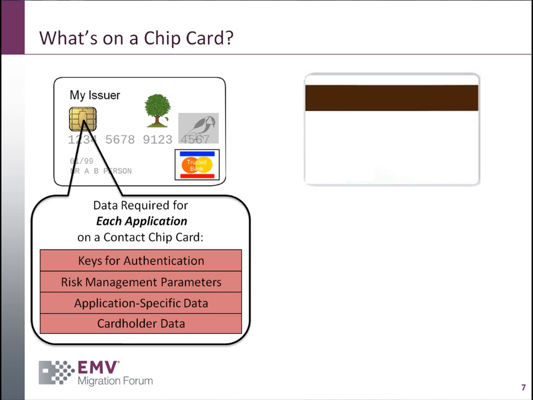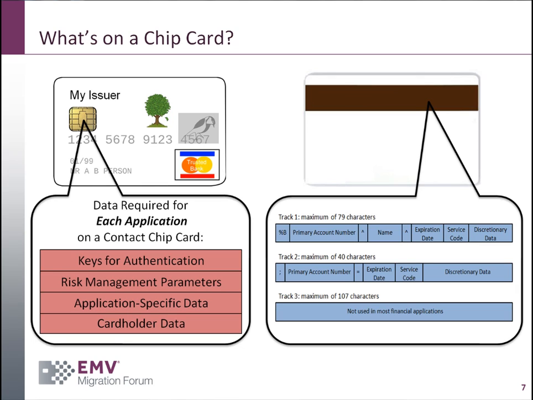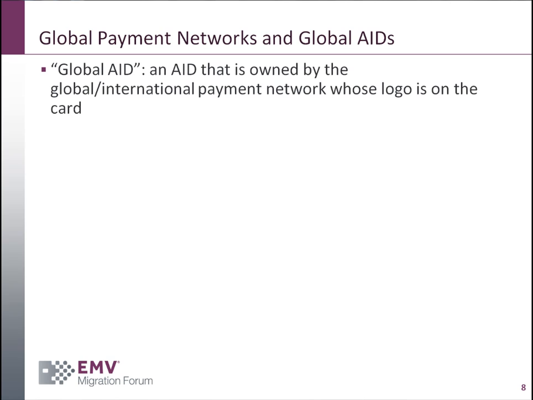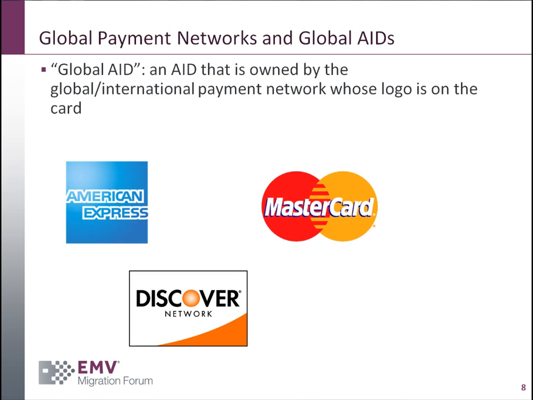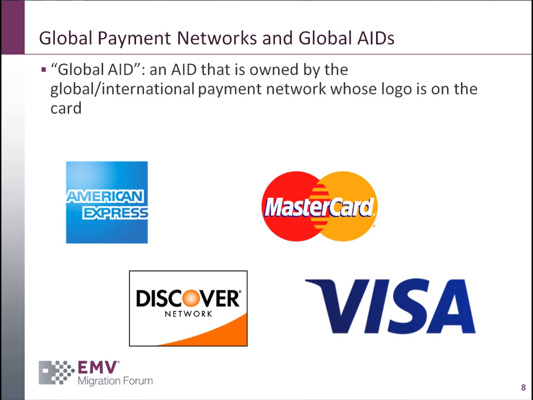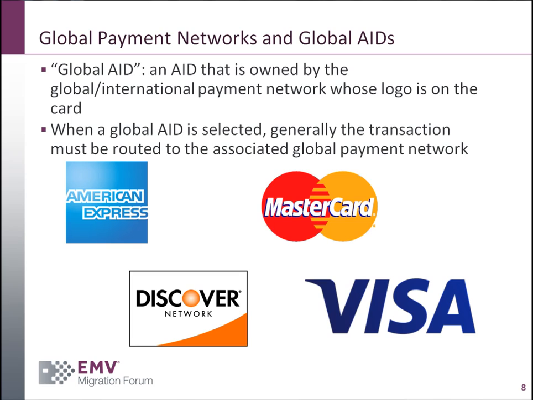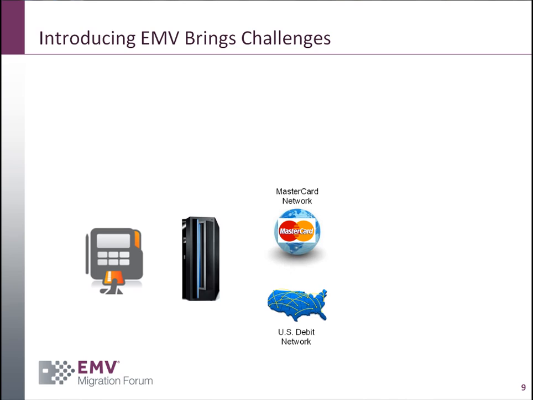For now, each U.S.-issued chip card will still have a magnetic stripe so that the card can be used at terminals throughout the world that do not yet support EMV. When we say Global AID in this presentation, we are referring to an AID that is owned by the global or international payment network whose logo is on the card. Global payment networks include American Express, Discover, MasterCard, and Visa. When a global AID is used for a transaction, generally the transaction must be routed to the associated global payment network. Let's look at an example of a chip card that contains only a global AID.